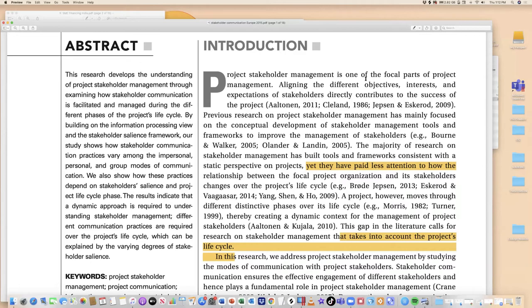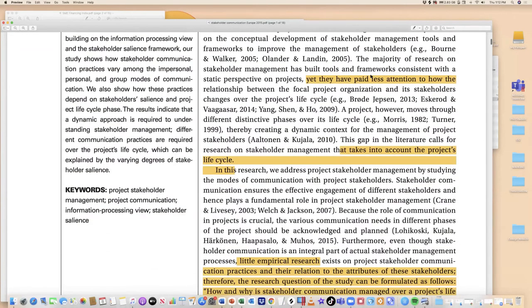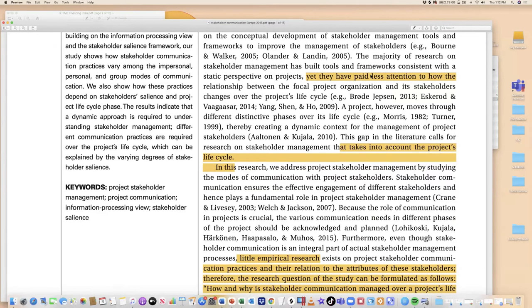So the argument here is: let's do stakeholder management research, but let's look at managing stakeholders through the life cycle of the project, not as a static event. Go and do a workshop for them and just forget about them? No. In this research, we address project stakeholder management by studying the modes of communication with project stakeholders.